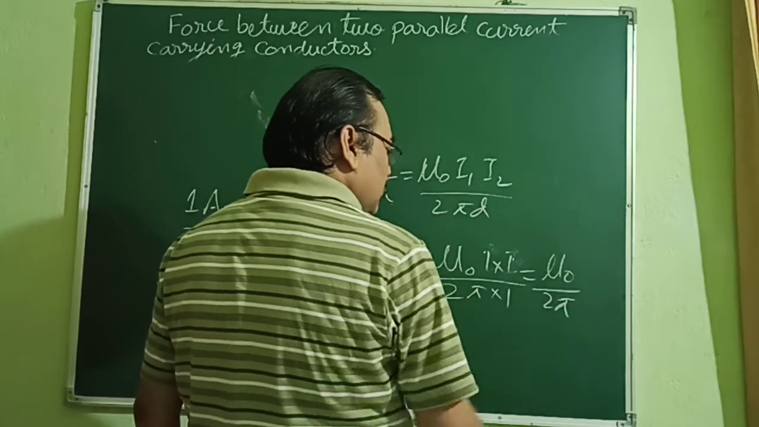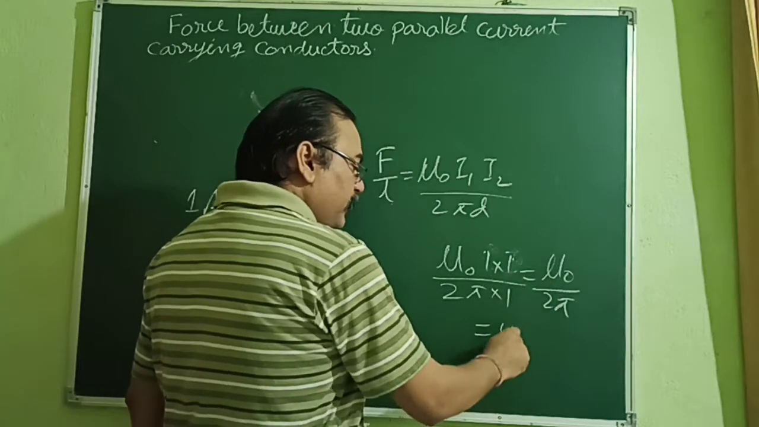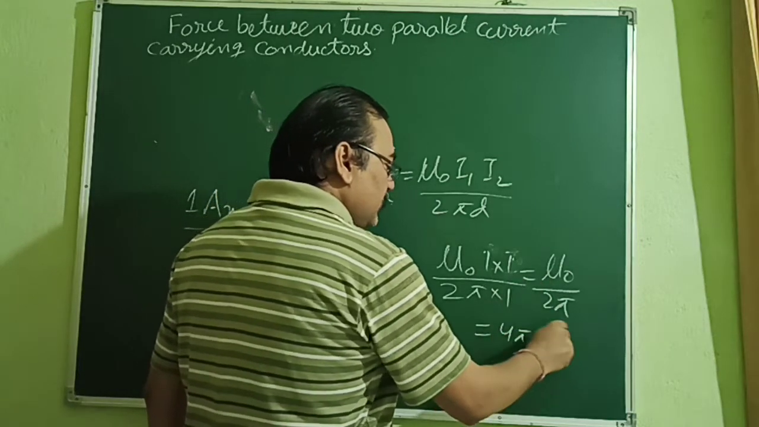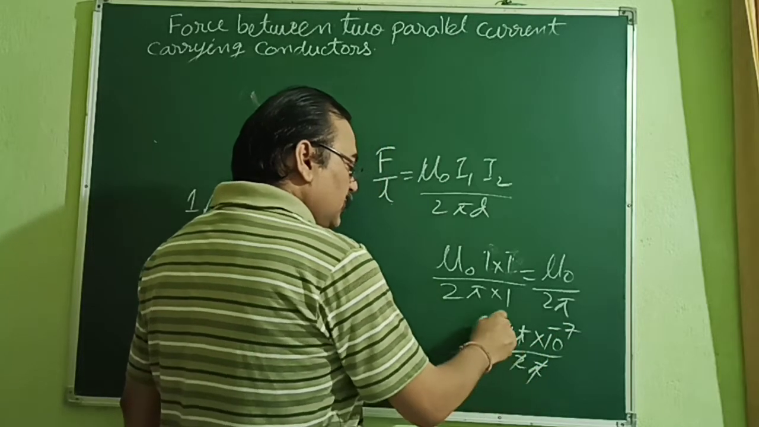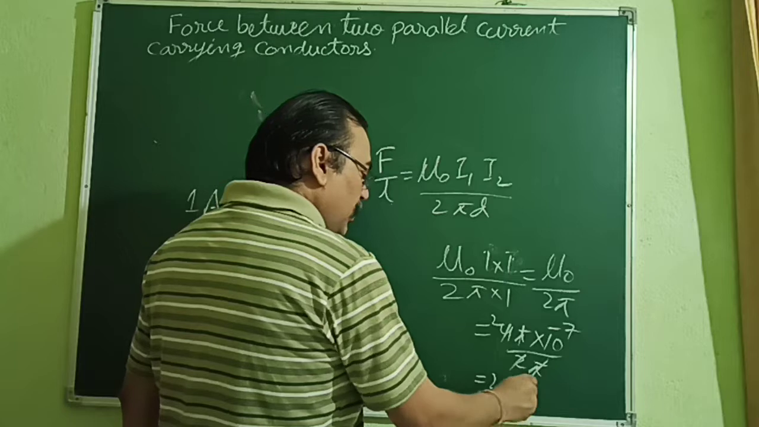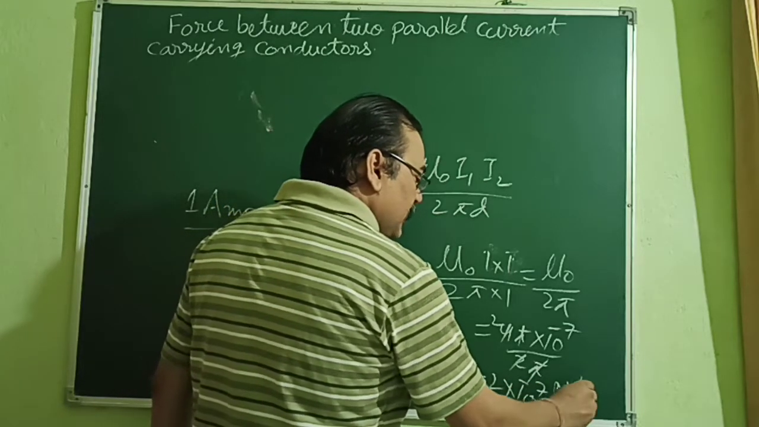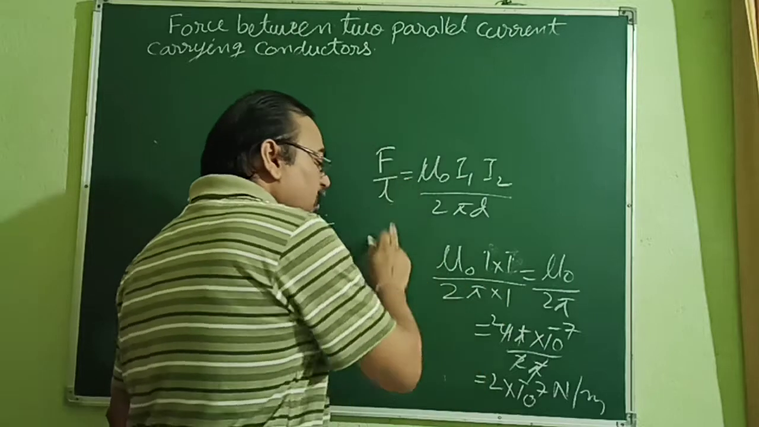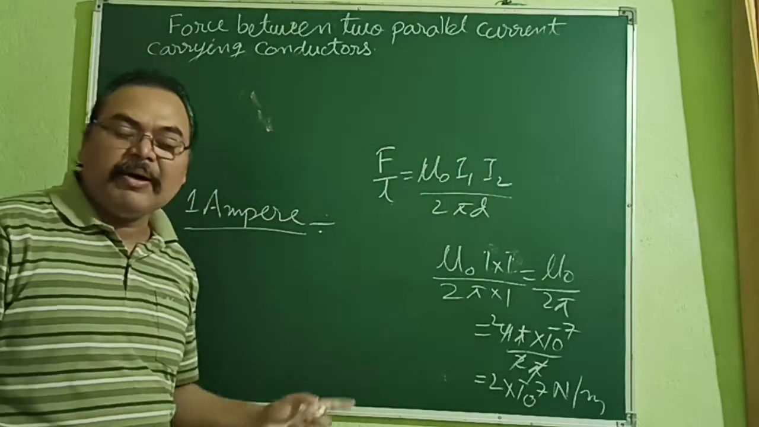2 pi. Now what is the value of mu naught upon 2 pi? Mu naught, you know, is 4 pi into 10 to the power minus 7, upon 2 pi. So pi cancels out. So what you get is 2 into 10 to the power minus 7. So force will be this much Newton per meter. Why? Because it is force per unit length, so it will be Newton per meter. So according to this we can define this 1 ampere.